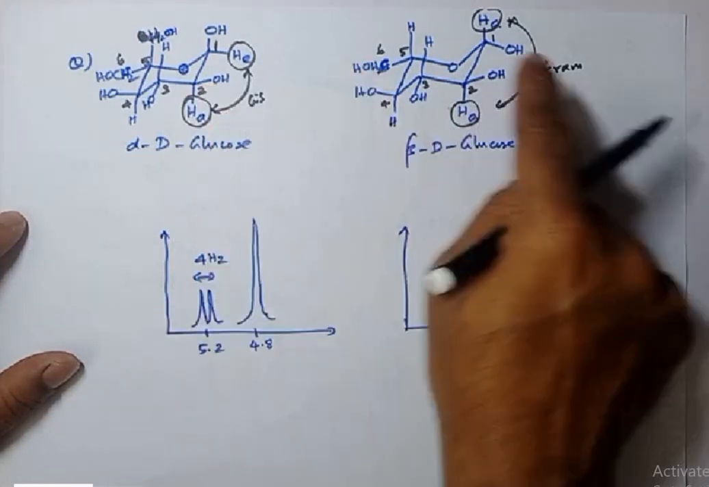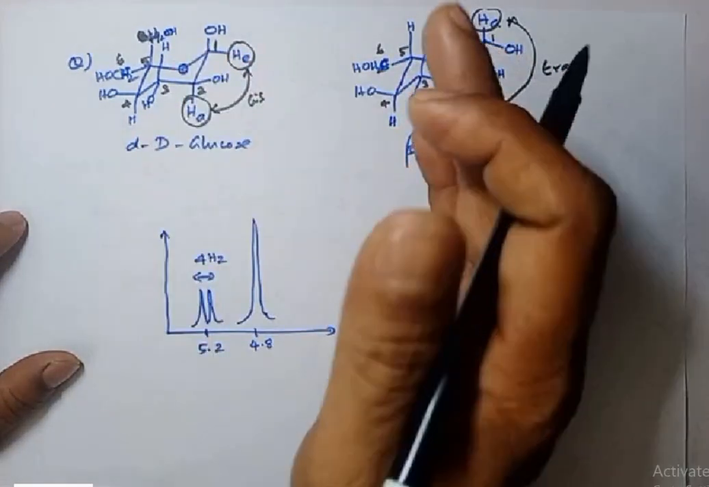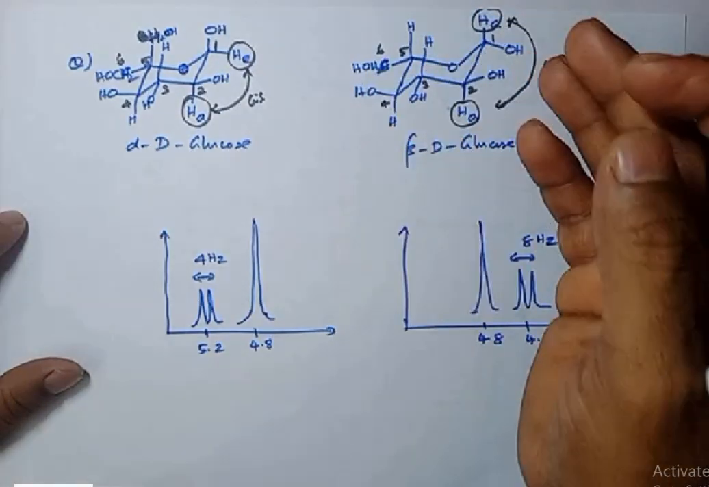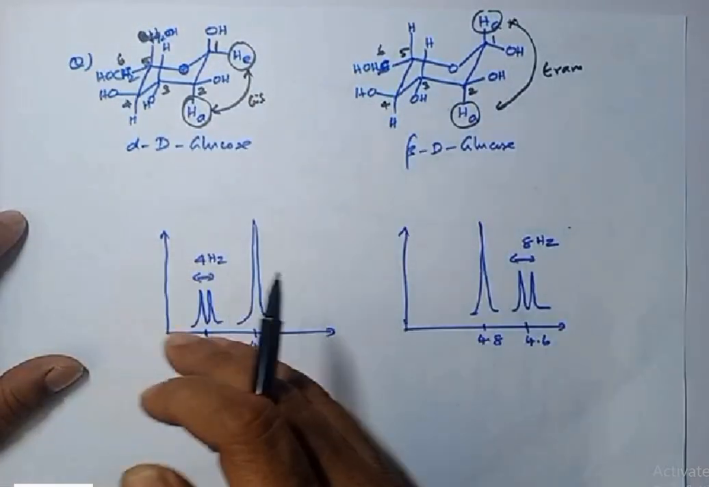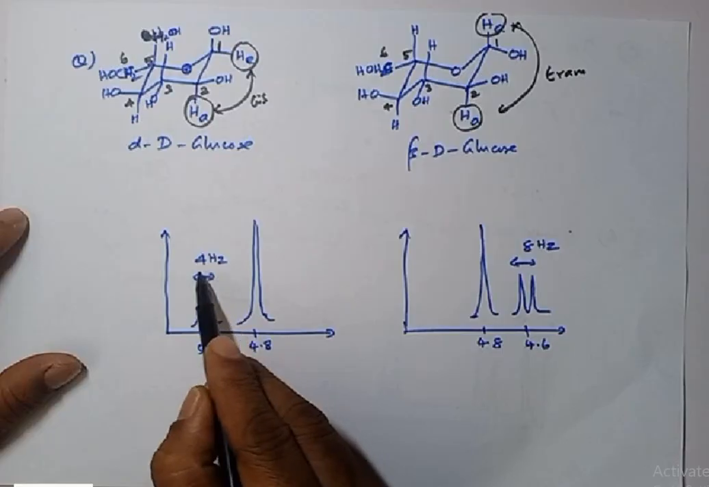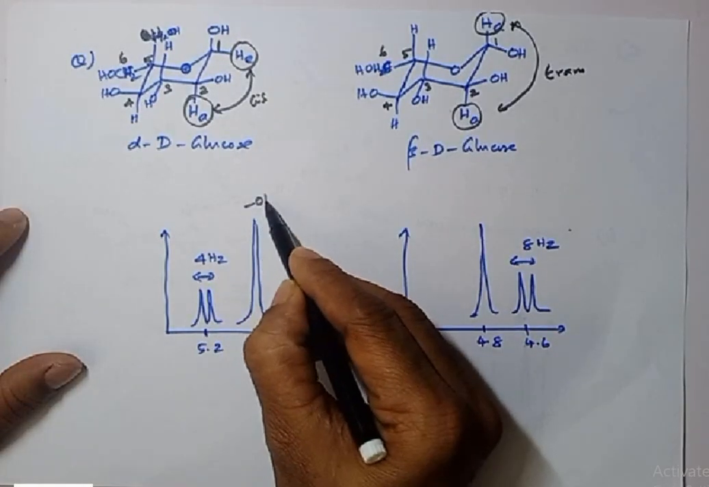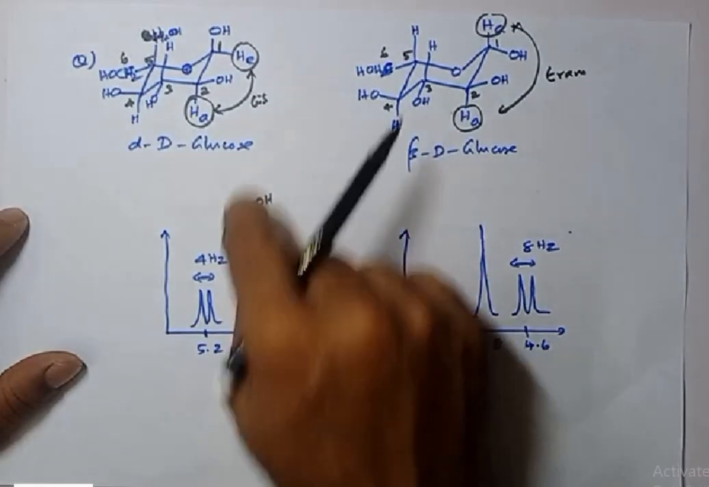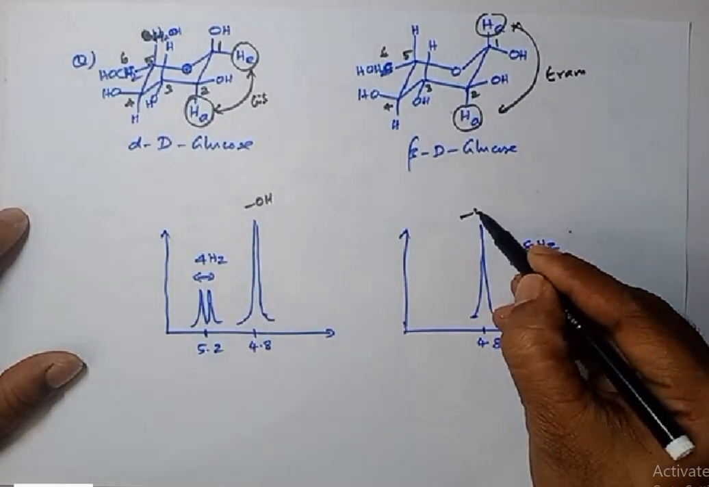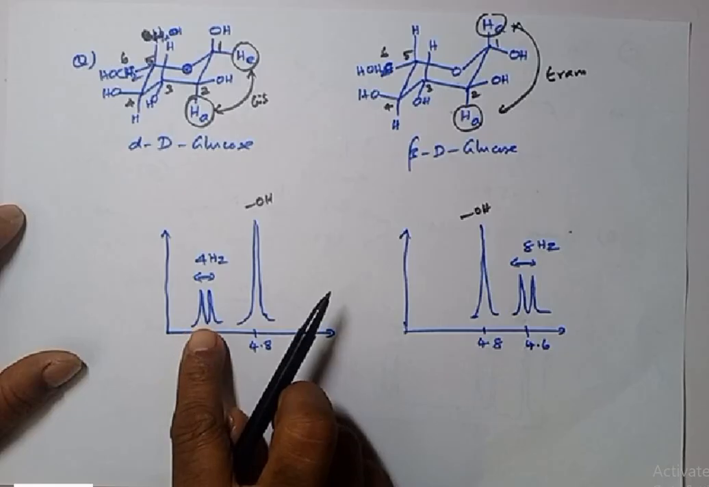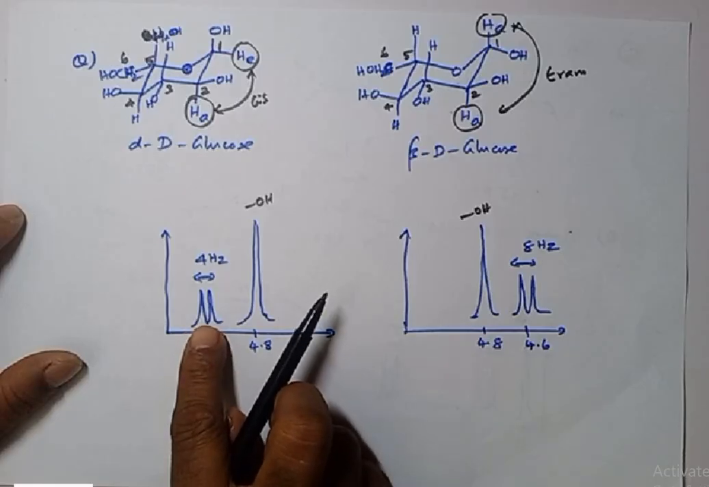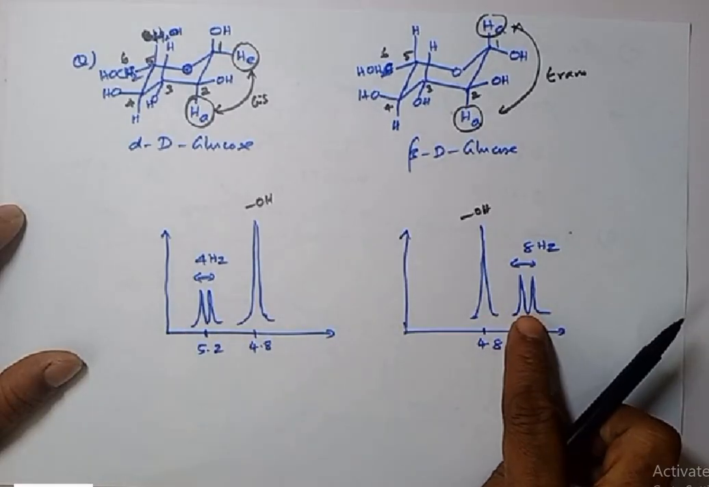So cis coupling, trans coupling: if you compare, the coupling constant for trans is generally larger. So here we have a coupling constant of 4. See, this large peak is due to the OH proton. All the OH protons will give a large peak. So this is OH. It's very simple. And here we get a doublet, and here also we get a doublet.